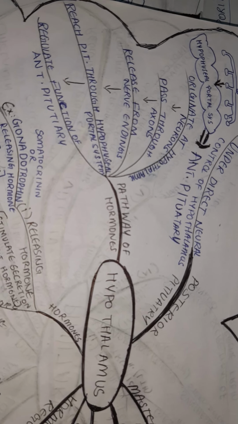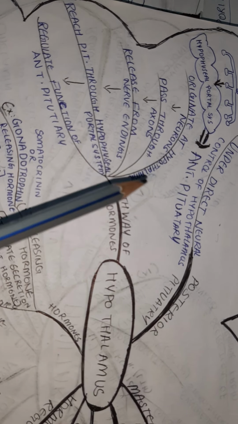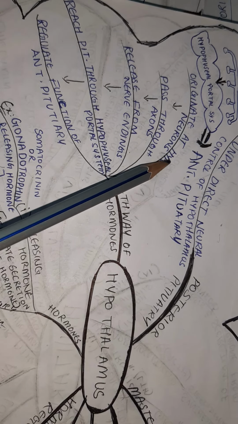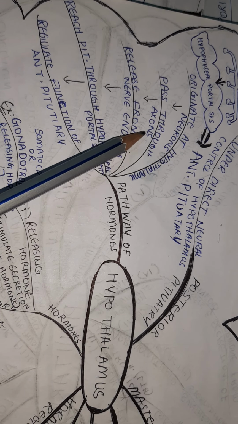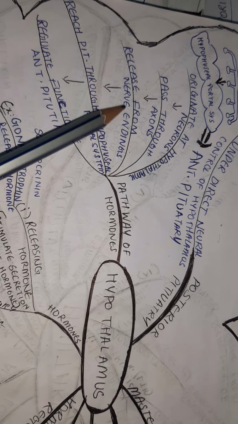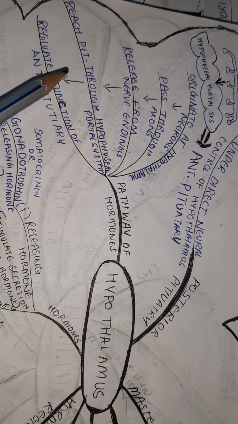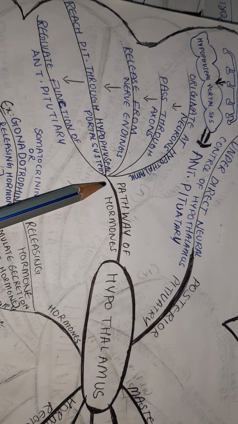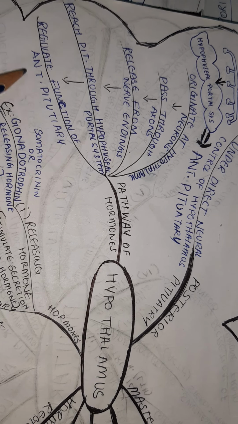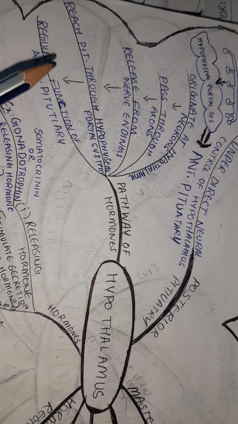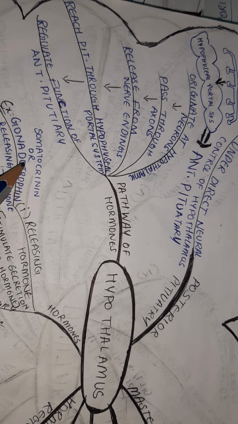Now talking about the pathway of hormones. How do hormones reach the pituitary gland? First of all, they originate at hypothalamic neurons. They pass through the axon. They are released from nerve endings. They reach the pituitary through hypophyseal portal system, and there they act on the anterior pituitary and it regulates the function of the anterior pituitary.